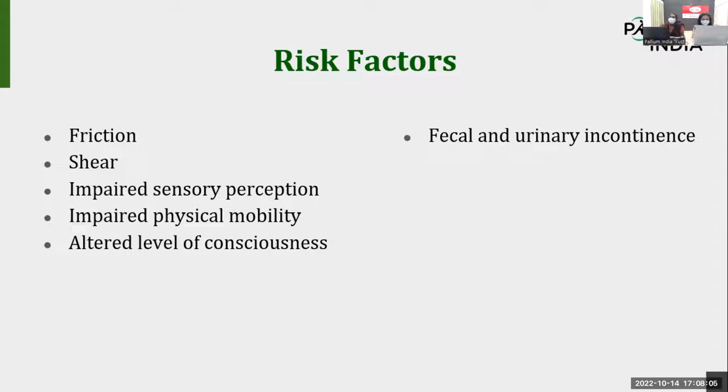Fecal and urinary incontinence. Here, paraplegic patients also can develop fecal and urinary incontinence. And as I said earlier, moisture is one of the major causes of pressure ulcer. Here, if there is fecal and urinary incontinence, there is a chance of moisture and those patients can get pressure ulcer. And malnutrition and dehydration.